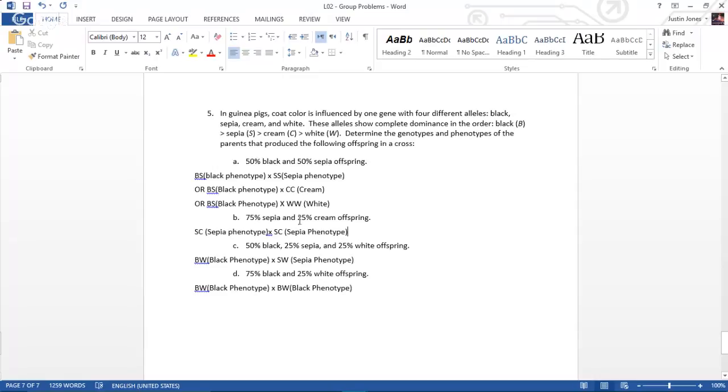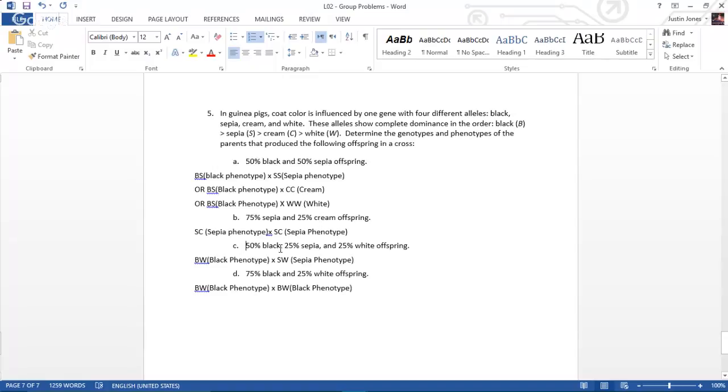For this one, you have 75% sepia, 25% cream. So to get that 3 to 1, they need to be heterozygous, S and C. So that means if you get S here, then it doesn't matter. You're going to get at least half of them sepia. And then over here, if you get the S there, or C and an S, you're going to get another sepia. But then both C's will give you that 25% cream.